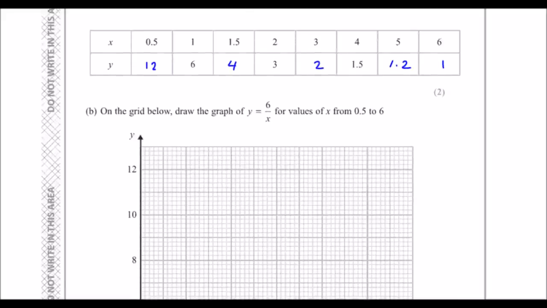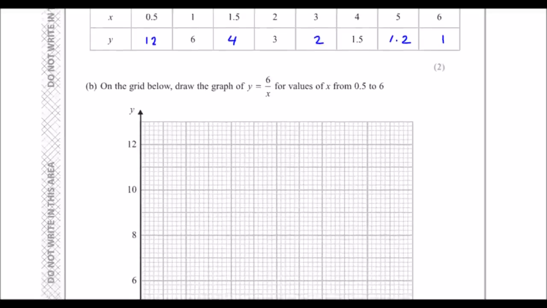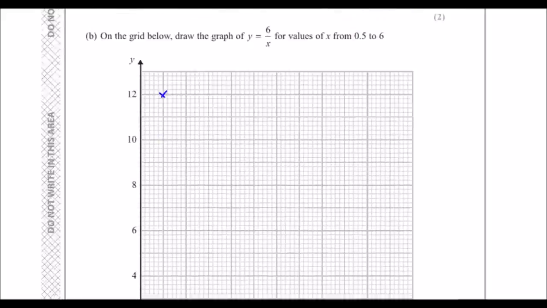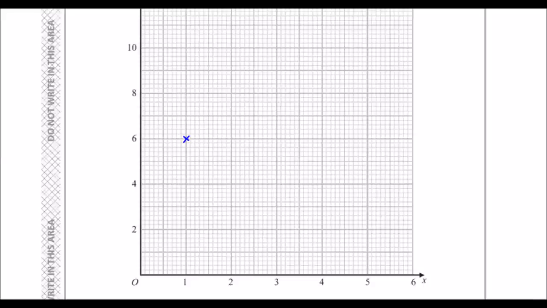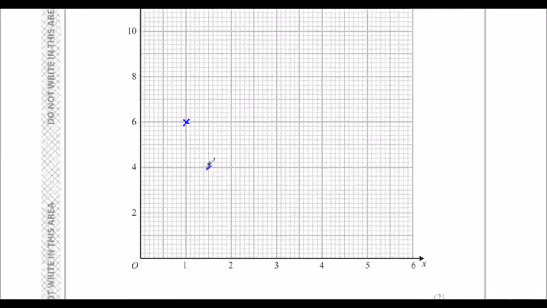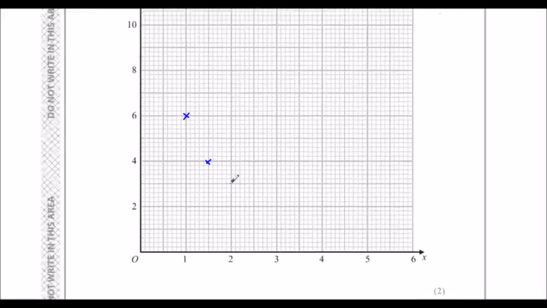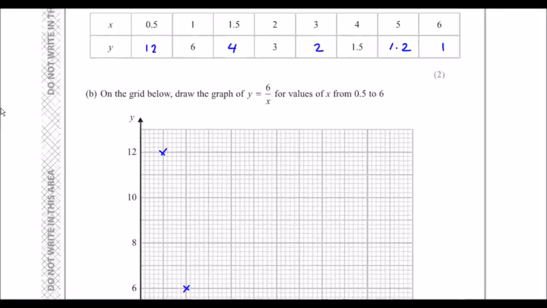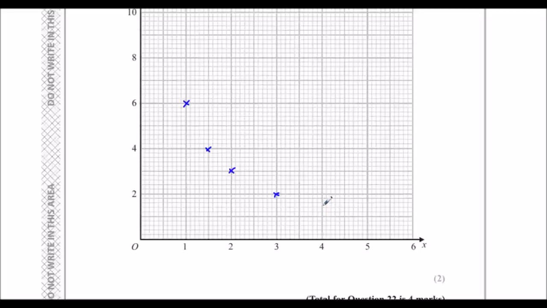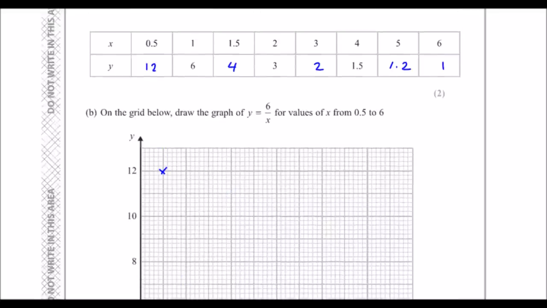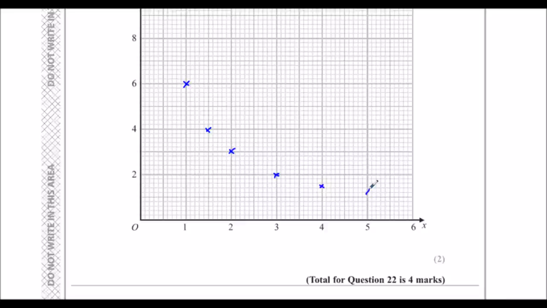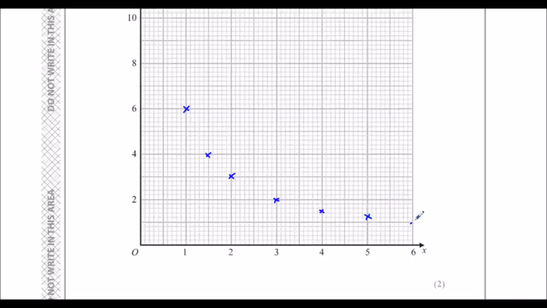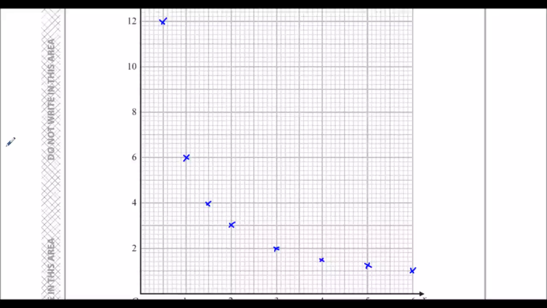On the grid, draw the graph for these values. So we're going to plot these points on. So 0.5, 12. 1.5, 4. 3, 2. 5, 1.2, and 6, 1. Okay, we're going to join these up with a smooth curve. I'm going to try my best.